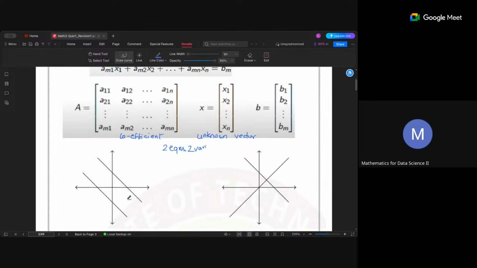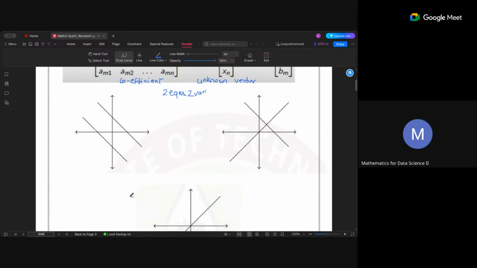In this scenario, what are the possible cases? Only these are the possible cases. What is the first scenario? The first scenario is the case where we have two equations. This is equation 1 and this is equation 2. Both are parallel. If they are parallel, what do you know about the solution? No solution.